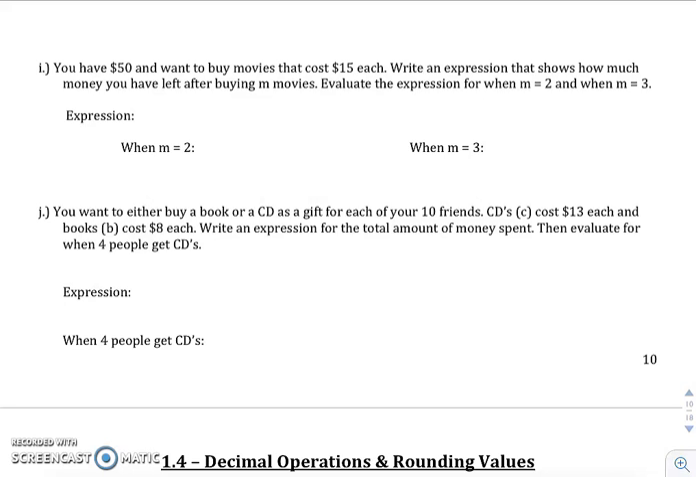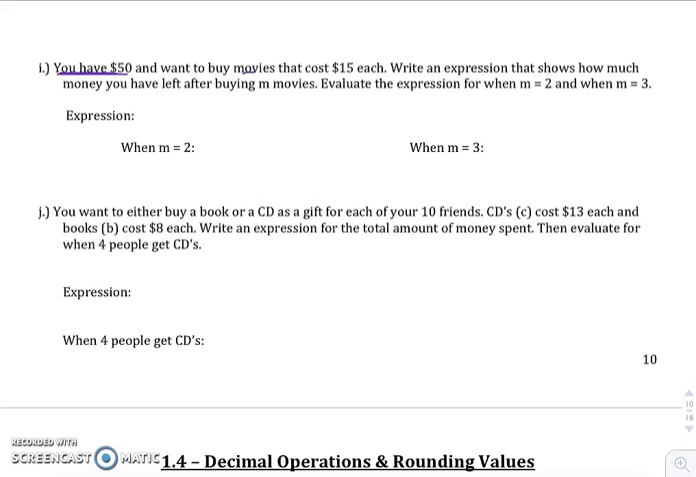So let's talk about writing expressions given a word problem. It says you have $50 and you want to buy movies that cost $15 each. Write an expression that shows how much money you have left after buying M movies. And then it wants you to evaluate, so it gives you numbers to plug in once you have your expression.